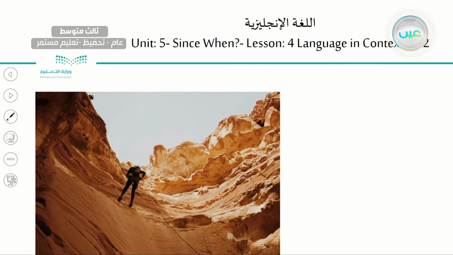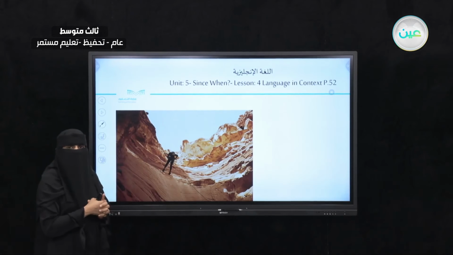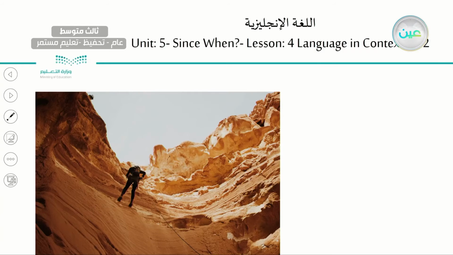Okay? Now let's look at page 52. Look at this picture. What can you see? The picture in front of you. You see what? Mountains. Excellent. You see also a man. What do you think the man is doing? He is climbing the mountain. Yes, he is trying to climb the mountain.